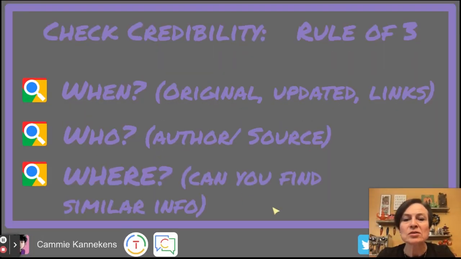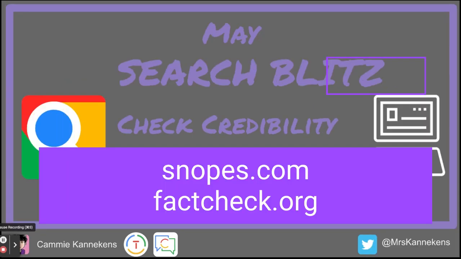The last thing that we're going to want to look at is where. Where can you find similar information? If you're finding something that seems interesting, or maybe it's like, oh my goodness, I didn't know that, how could that be true? Go to other sites. Go to sources that you respect, news sources that you know of. Make sure that you can find the information on other sites before you pass it along to somebody else. Another place you might consider checking is Snopes or factcheck.org. Those are both very reliable sites that help us fact check things that we're not too certain of.